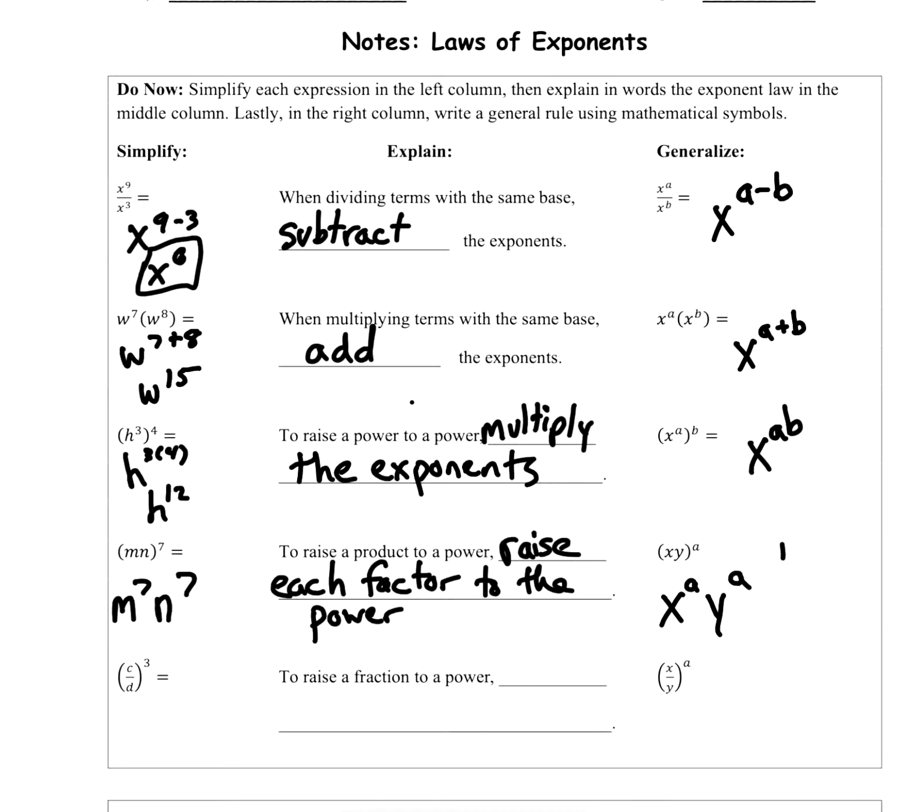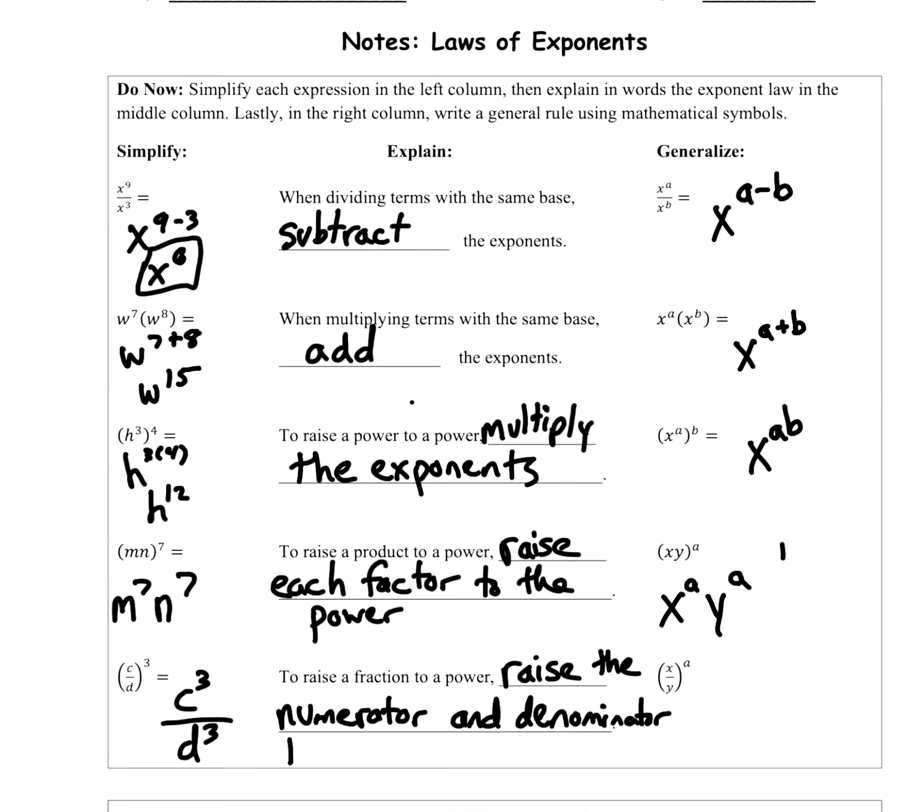And the last one, similar to the one above, when we have a quotient raised to a power, you just want to raise the numerator and raise the denominator to the power. So that would be c to the third over d to the third. So you want to raise the numerator and denominator to the power. And generalized, that would be x to the a over y to the a.